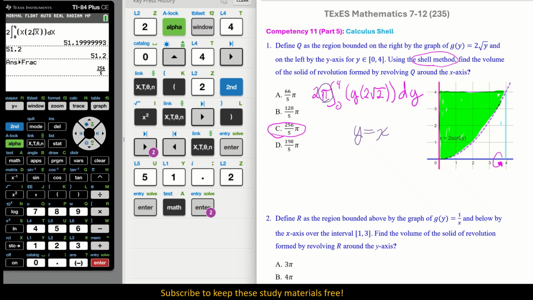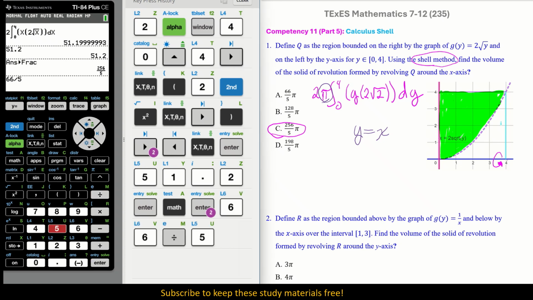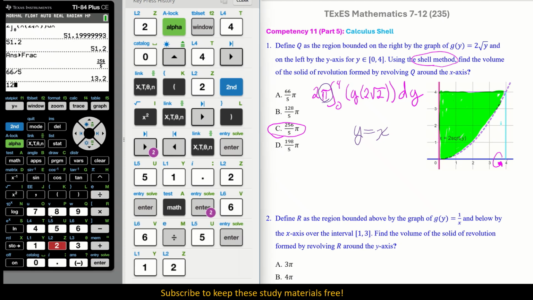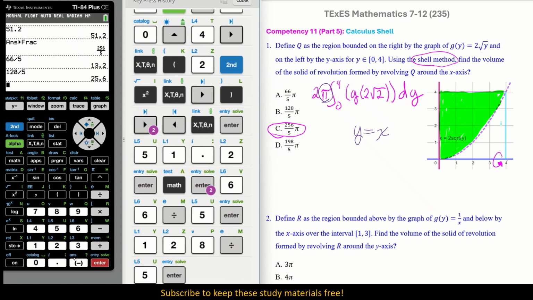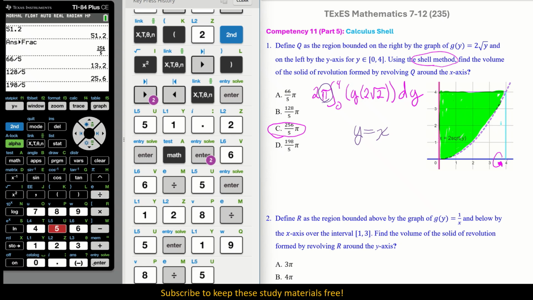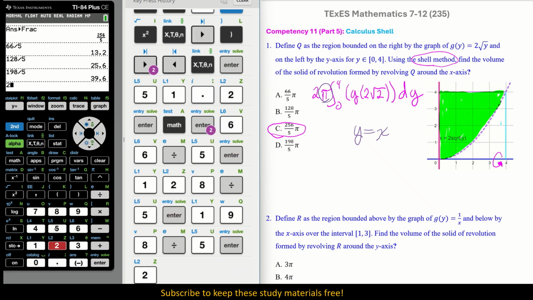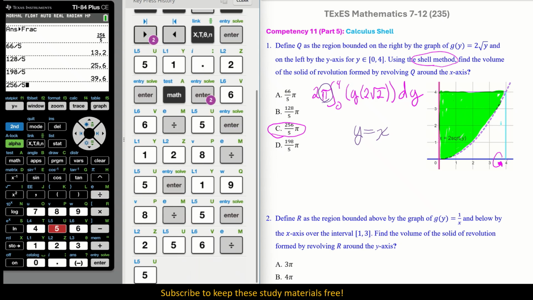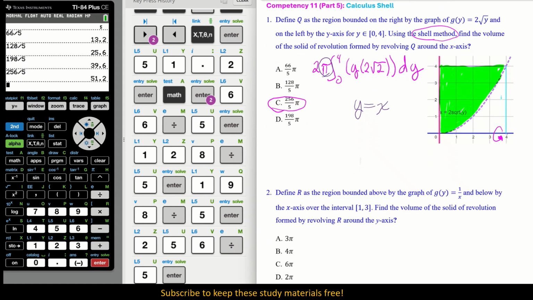Now, double check, and you may like this better. Just say 66 divided by 5. Not it. 128 divided by 5. Not it. 198 divided by 5. Not going to work. We could also check the one that we chose. 256 divided by 5. Enter. It's it. You can see that there was an issue of rounding when you do that. All right, so let's go to number 2.